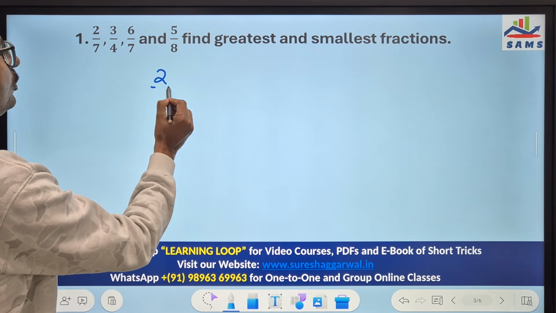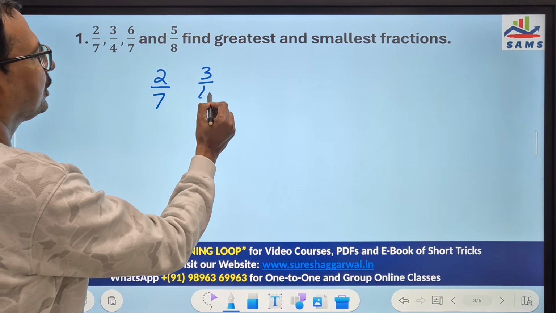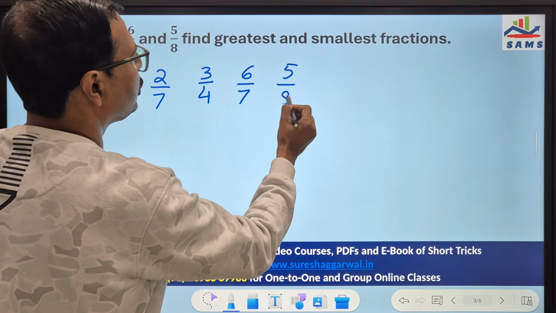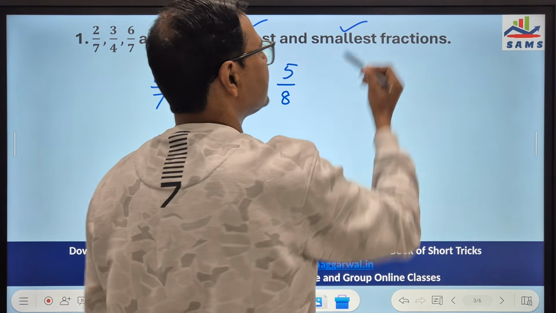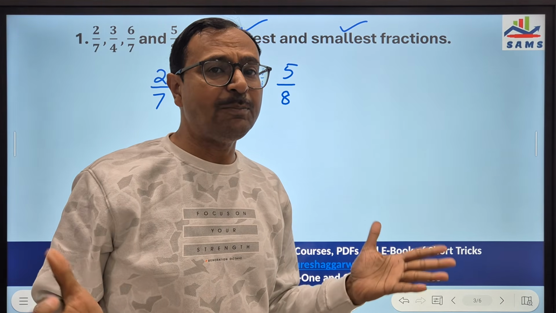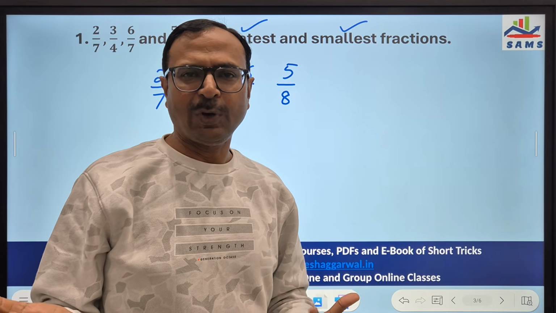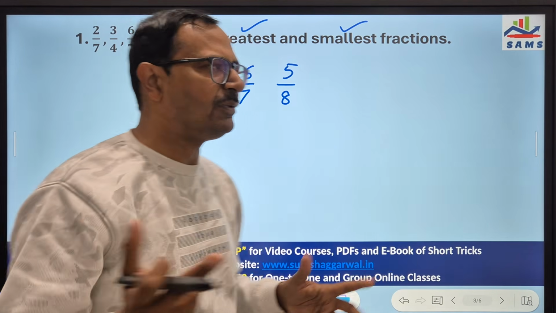Here we have 2 by 7, 3 by 4, 6 by 7 and 5 by 8, and we need to find the greatest and the smallest. We can find both, or we can do one in one question and maybe the smaller in the other question. Let's see how it works.